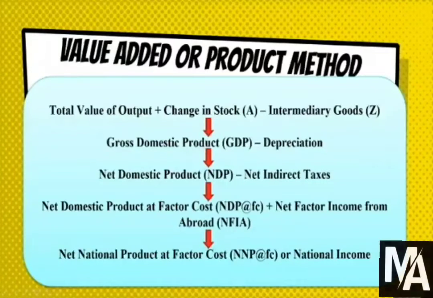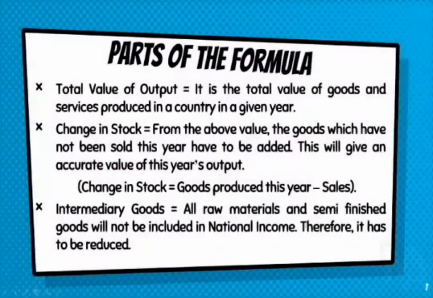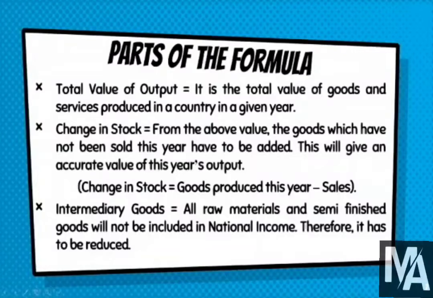So now there are so many terms which I have not yet explained. One by one, we will try to understand the parts of the formula. So here we are. The first one is total value of output. So in simple terms, it is the total value of goods and services produced in a country in a given year. In simple terms, it is the total sales of goods and services in an economy in a given year. That is total value of output.